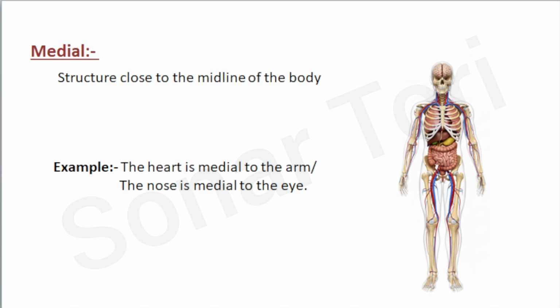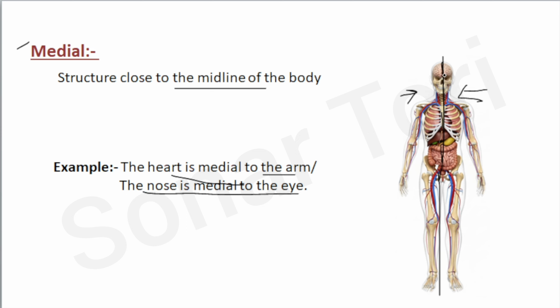Then medial position. Any organ or structure that is close to the midline of the body is called the medial position. So what is midline? Midline is the line that is present in the middle of the body. So the organ or any structure that is close to the midline of the body, we can say that the organ is medial. For example, the heart is medial to the arm, or the nose is medial to the eye.